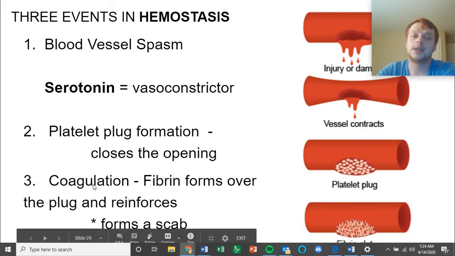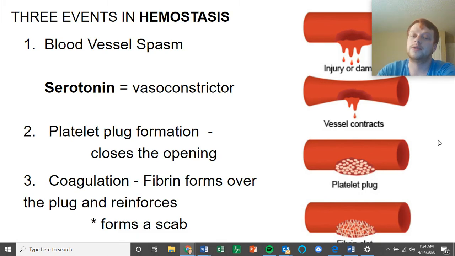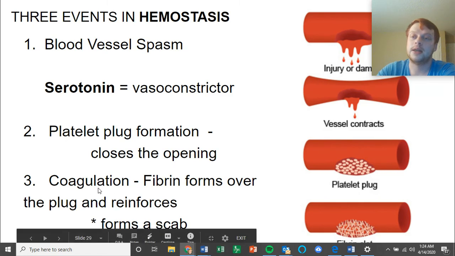The final phase is coagulation. Coagulation is when the fibrin actually starts to form. You can see these kind of like strings growing over the platelets, and it reinforces the close of the wound. So when you get a scab, that's because your blood has coagulated to close that wound up.